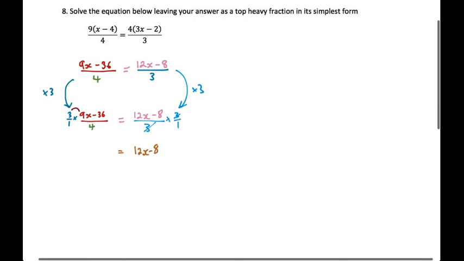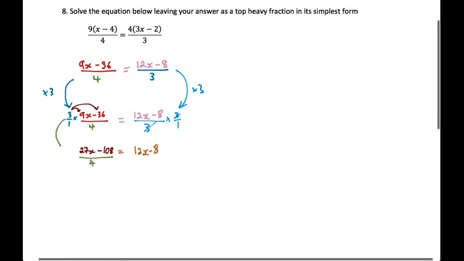On the left-hand side, well, we know when we times fractions, we times numerators and denominators. So timesing the numerator by 3 will be timesing 9x by 3, and then timesing negative 36 by 3, which will give you 27x minus 108. And then looking at the denominators, we've got 1 times 4, which is just 4.